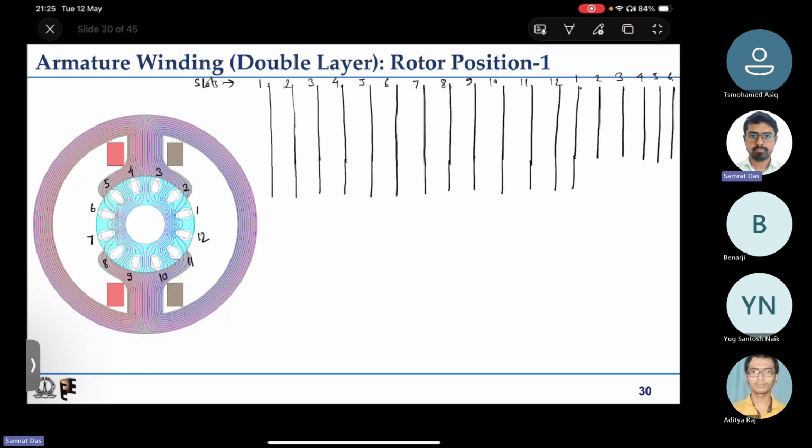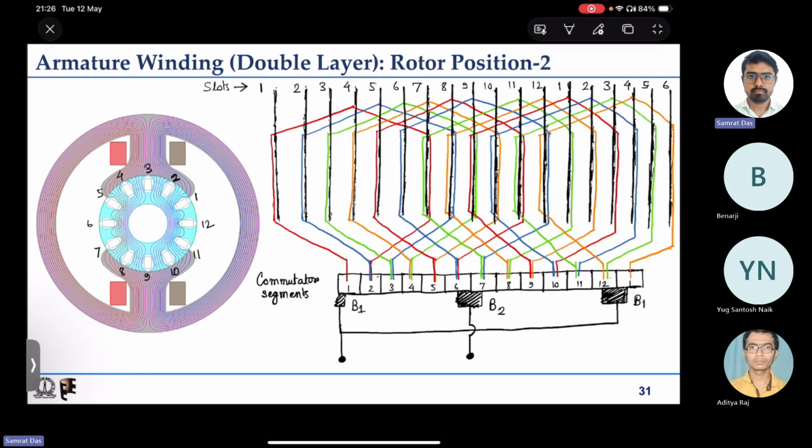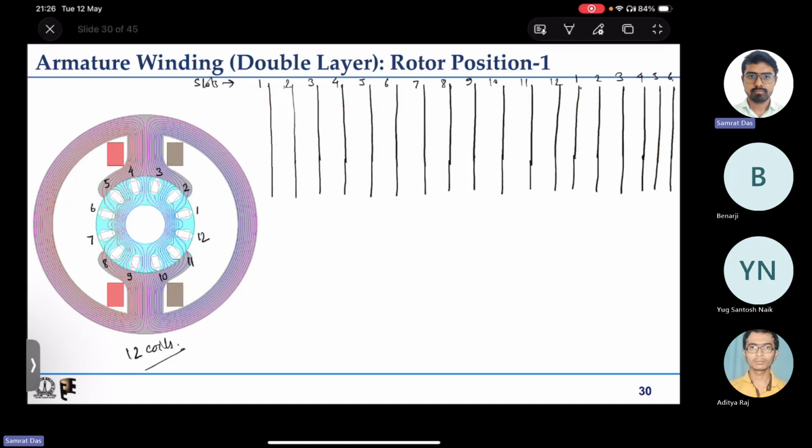Now I will draw the commutator segments. How many commutator segments will you need? Because it is a double layer winding and we have 12 slots, we will have 12 coils, so we will need 12 commutator segments also. So probably I'll start from here. 12 commutator segments.